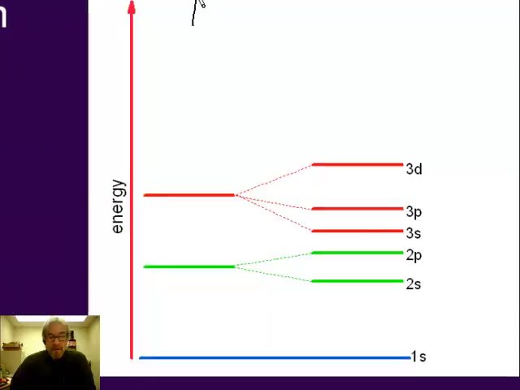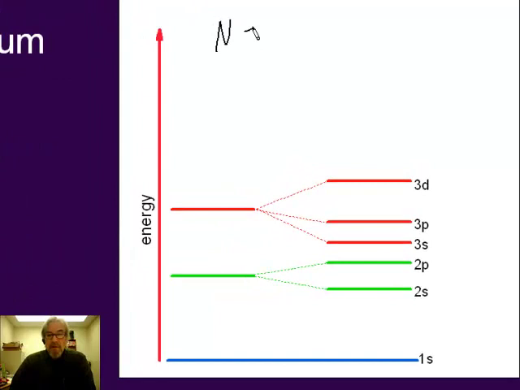Next is nitrogen. Nitrogen is element number 7, so 7 electrons. The first 2 electrons go in 1s sublevel. The next 2 go in 2s. Now P's, remember, can contain up to 6 electrons. So I have 4 down, I need 3 more on the chart, so I can put all 3 of them in the P sublevel. So there are 3 sublevels occupied.